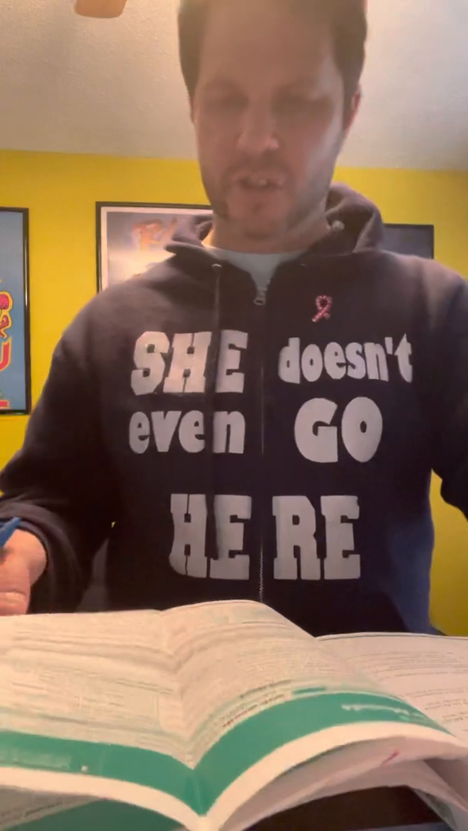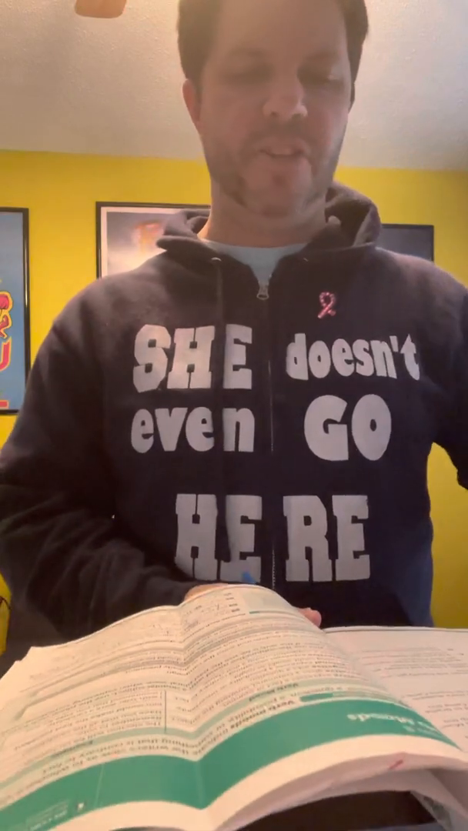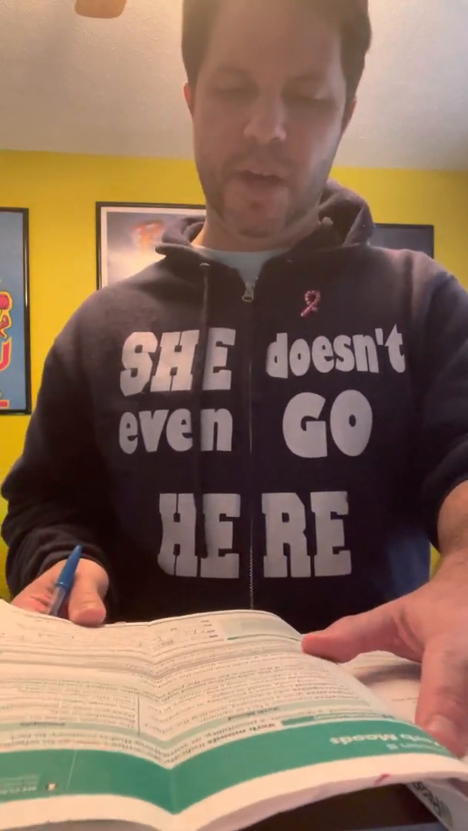Next, turn to page 255. We did verb moods. You have indicative, imperative, interrogative, conditional, and subjunctive. Number 1, so you had to rewrite each sentence, changing the mood as indicated in parentheses.